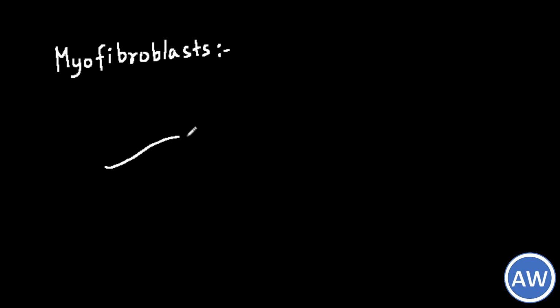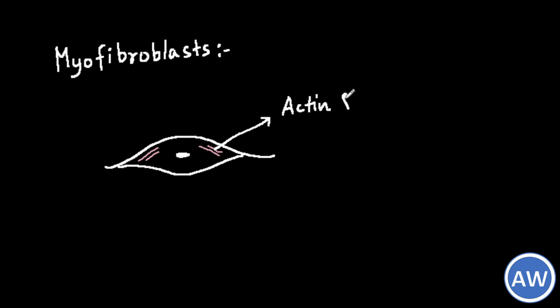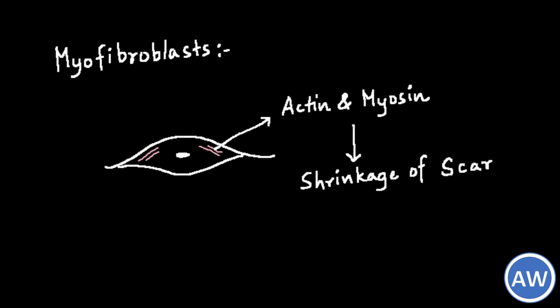Another type of cell which resembles the fibroblast is also present in a connective tissue. These types of cells are known as myofibroblasts. The only difference between the fibroblast and the myofibroblast is that the myofibroblast has actin and myosin filaments very similar to the smooth muscle cells, and these filaments present in the myofibroblast perhaps help in the retraction and shrinkage of a scar tissue.